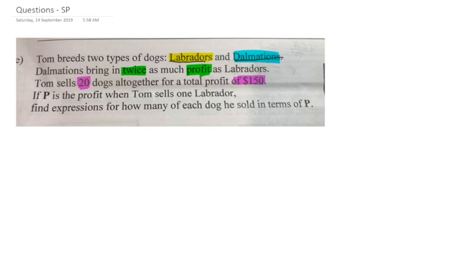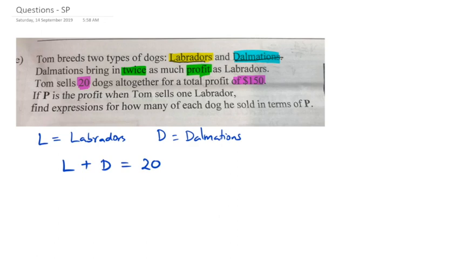So the first thing I'm going to do is put down L for Labradors, and D for Dalmatians. Because there are 20 dogs altogether, with L being the number of Labrador dogs and D being the number of Dalmatian dogs, I can write down L plus D equals 20. So that's your first equation.